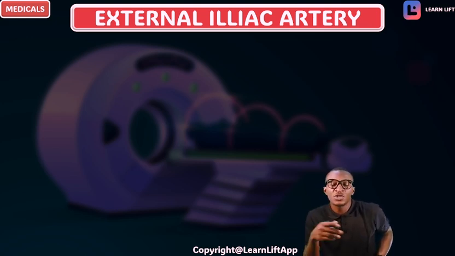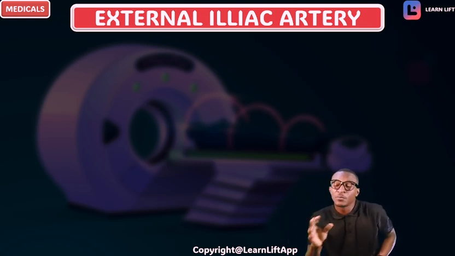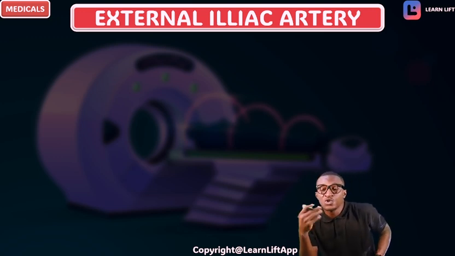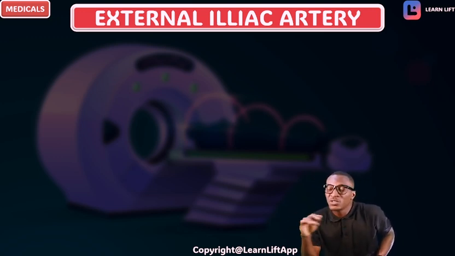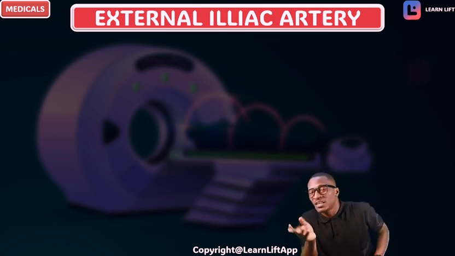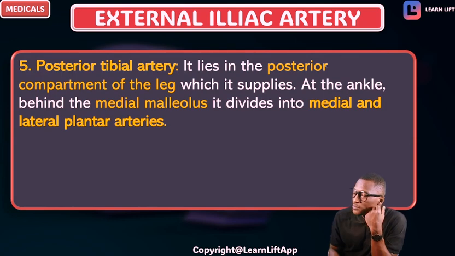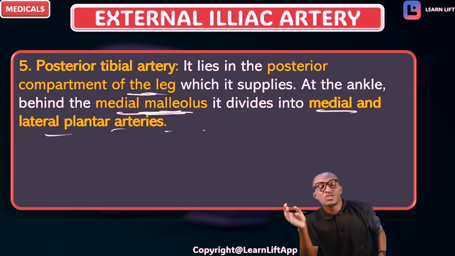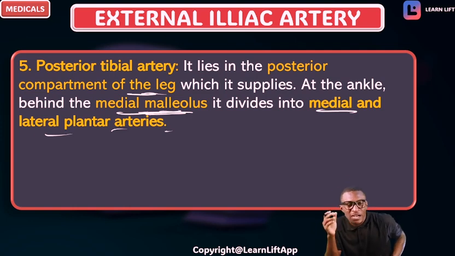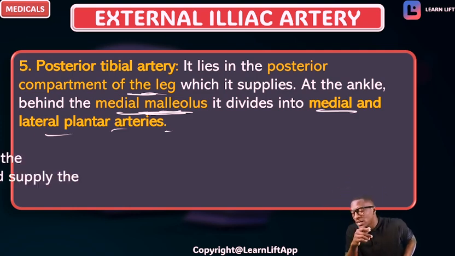The posterior tibial artery too is going to continue its journey, supplying the posterior compartment of the leg, until you get to the malleolus of the ankle joint. There it is going to split to give the lateral plantar artery and the medial plantar artery. So let's look at that. The posterior tibial artery supplies the posterior compartment of the leg. At the ankle, behind the medial malleolus, it is going to divide into the medial and the lateral plantar artery. We explained that from the diagram we gave.